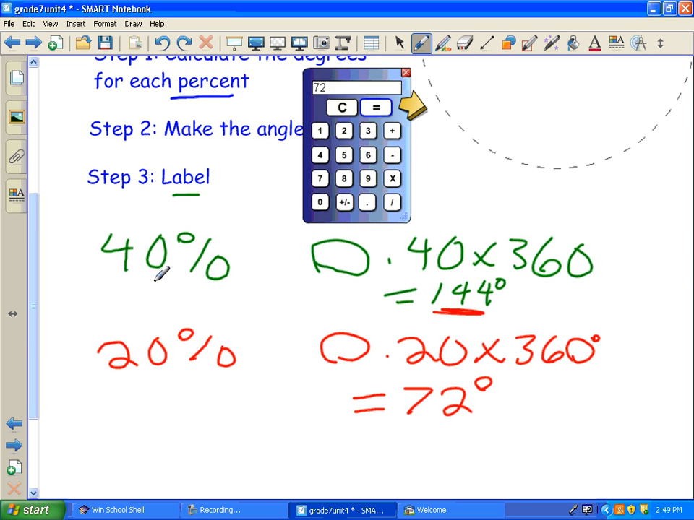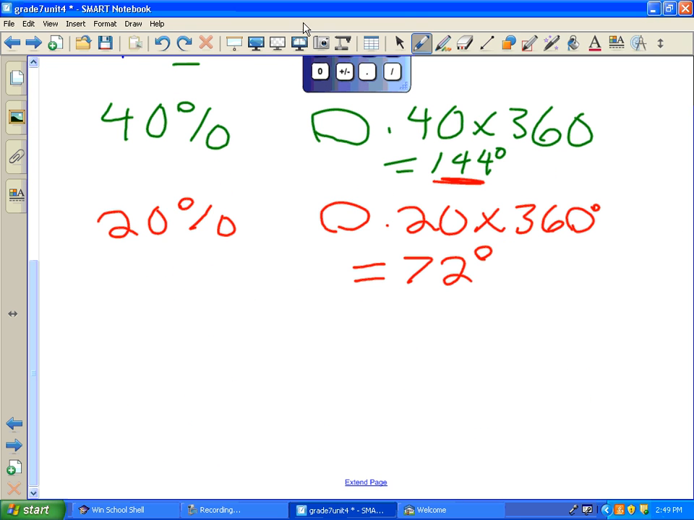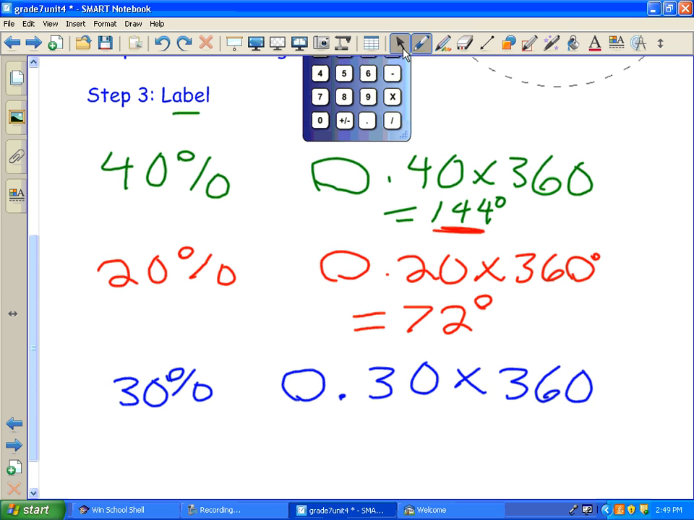The last one that it's asking for is 30%. So let's take 30%, change it to 0.30, and times it by 360. See what we get.